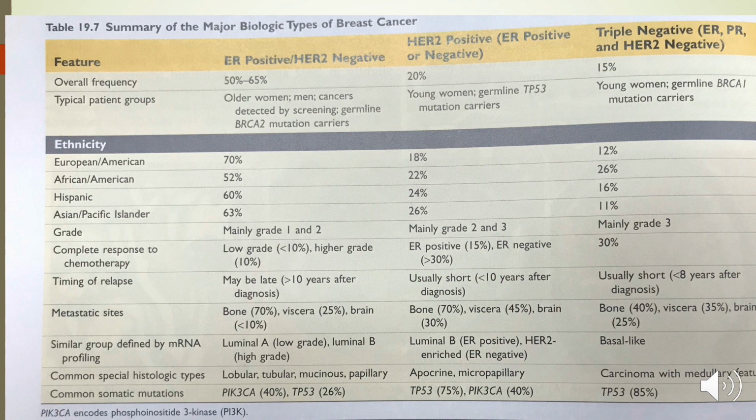And triple negative when ER, PR, and HER2 are negative. This is a table for comparison between the 3 clinical subtypes. Notice that in all ethnicities and races, ER positive, HER2 negative subtype is the most common. Typically, it has low-grade morphology. Notice also that regardless of the clinical subtype, bone is the most common site for metastasis.